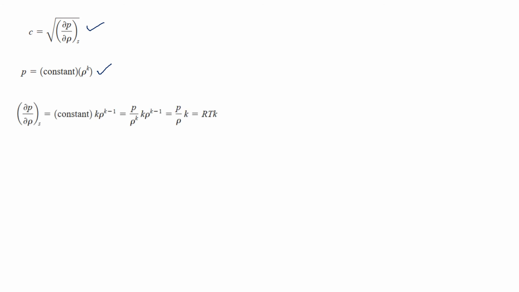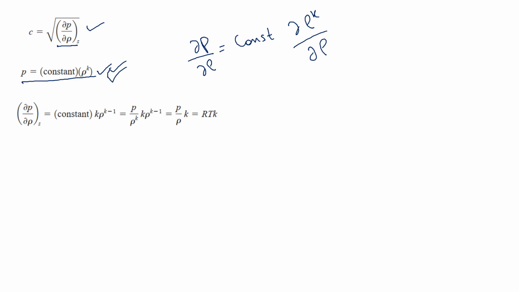So let's say this was our term inside the bracket. If we apply the partial differential on this equation, let's say we multiply and divide this equation by partial rho, so this will be partial p over partial rho, with the constant, into partial rho to the power k over partial rho. We multiplied both sides of this equation by partial over partial rho.